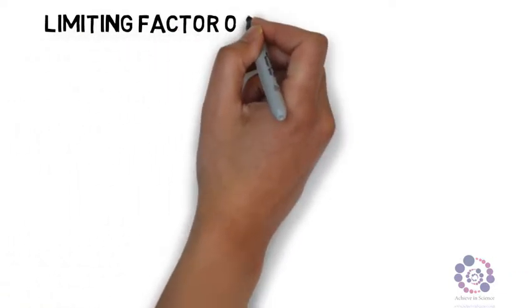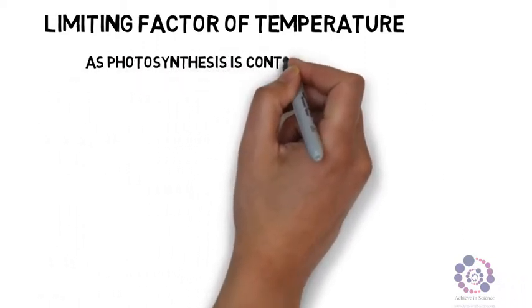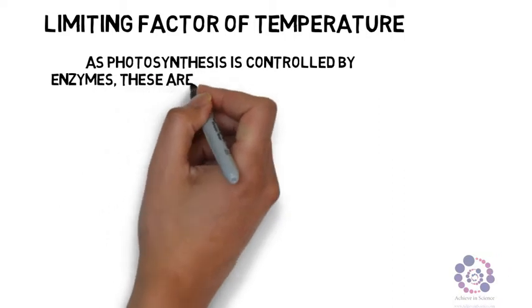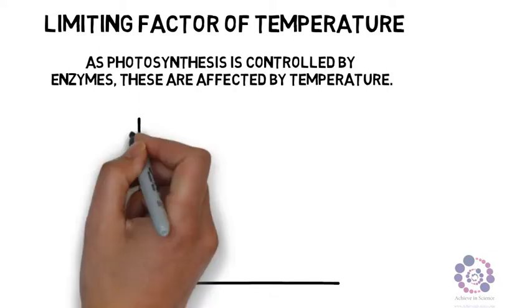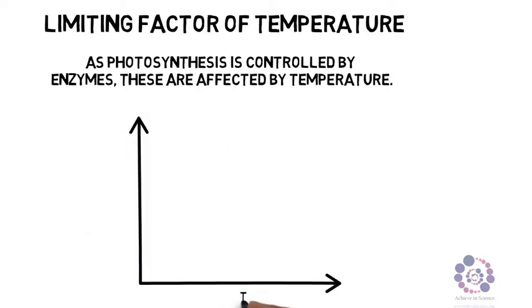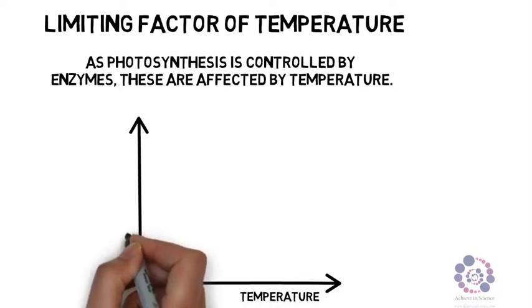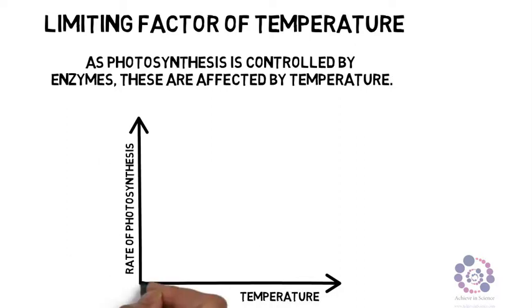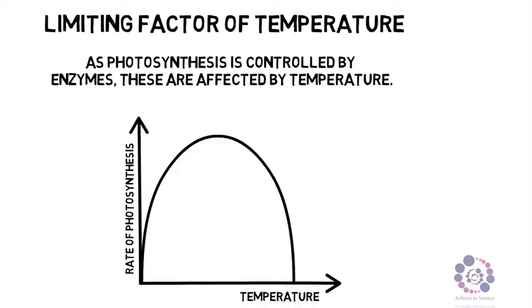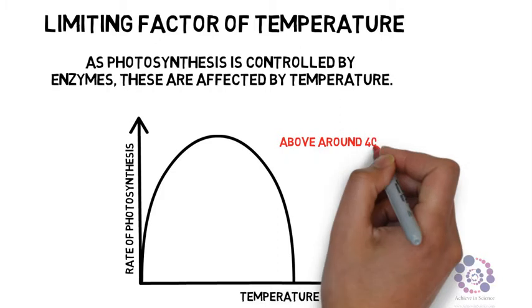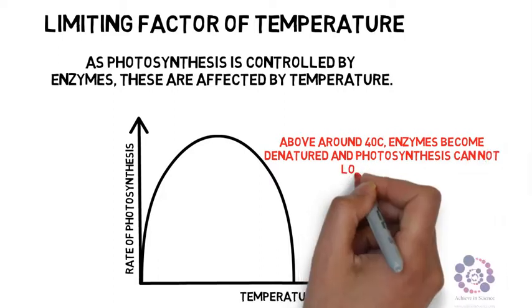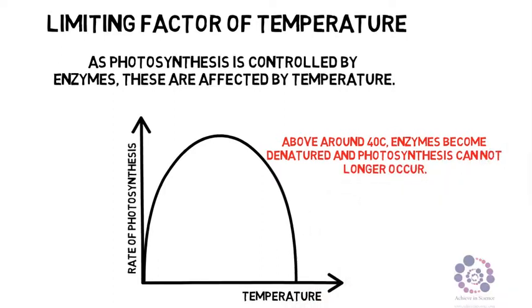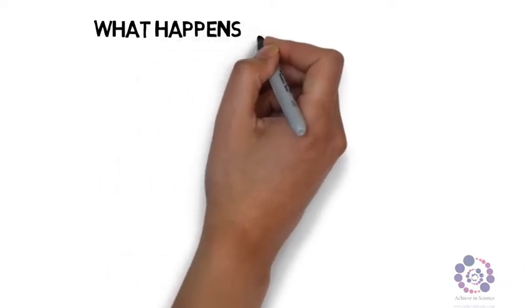Finally, let's look at the limiting factor of temperature. Now, within photosynthesis, the whole process is controlled by enzymes. And therefore, if it's controlled by enzymes, as we know from previous topics, enzymes are affected by temperature. So this graph looks slightly different. We start off with temperature on the x-axis, rate of photosynthesis on the y-axis. And this time, it's not an upward curve. It's one that looks like a bell curve instead and goes back down. We can see that there is a peak at the top. This is the optimum temperature at which photosynthesis occurs. But above this temperature, around 40 degrees Celsius, these enzymes are denatured.